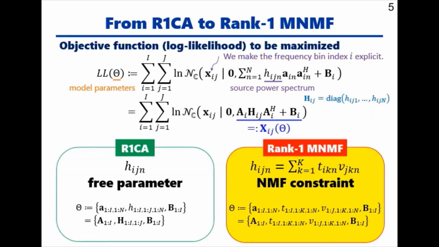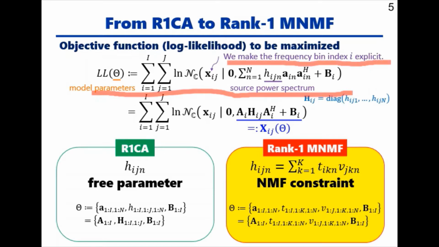In both R1CA and rank 1 MNMF, the log likelihood to be maximized is given by this equation using the mixing vector A. We make the frequency bin index I explicit in this section because all frequency components are processed jointly. The log likelihood can also be expressed as in this equation using the mixing matrix.